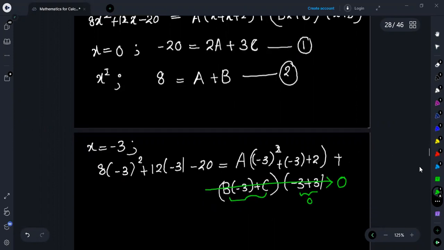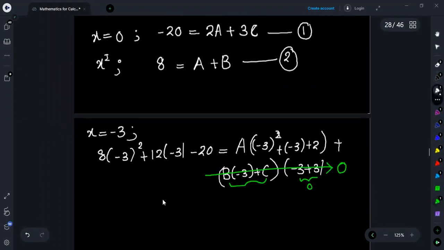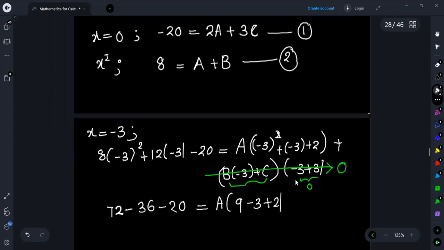So once we have simplified this expression, minus 3 to the power 2 is 9. 8 times 9 is 72, plus 12 times minus 3 is minus 36, and minus 20. This is equal to a times minus 3 to the power 2 is 9, minus 3 plus 2. So you will obtain 16 is equal to 8a. So that means a is equal to 2.